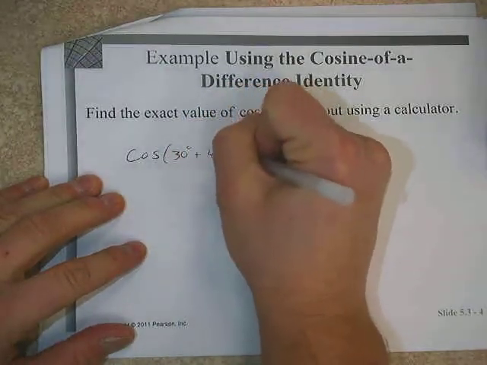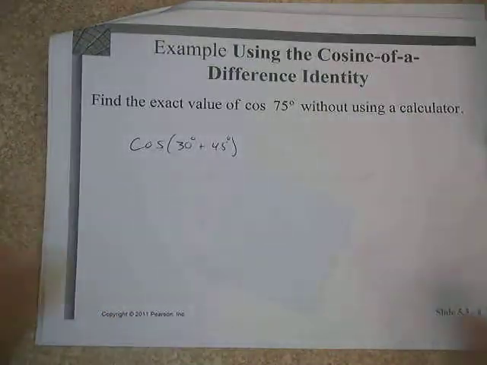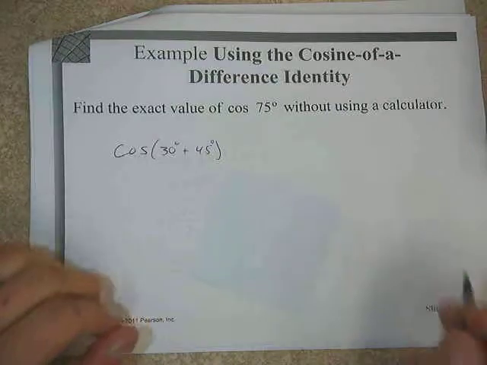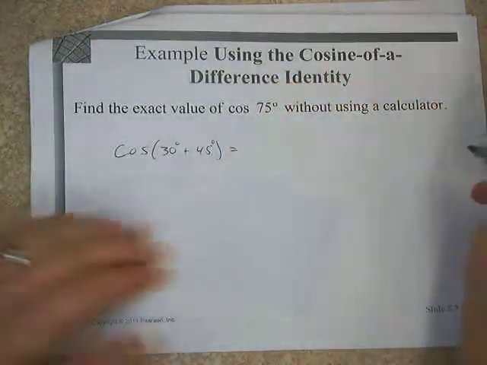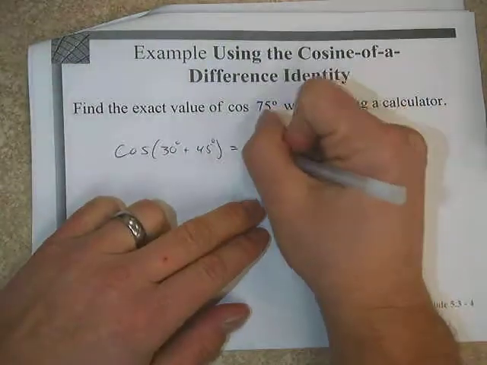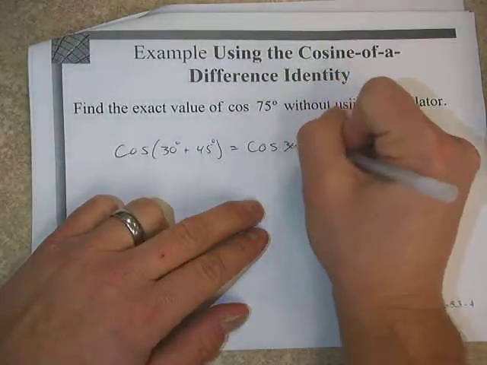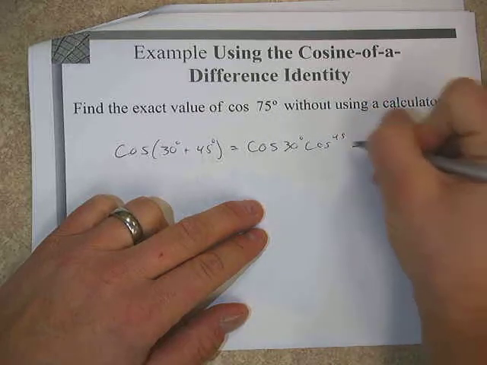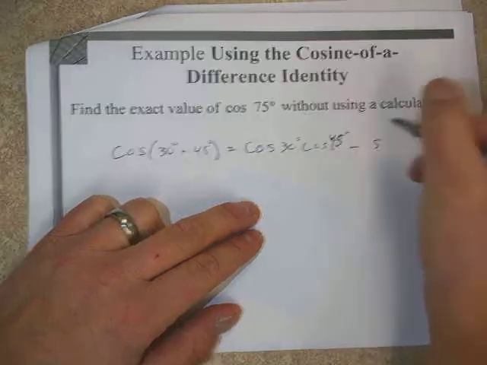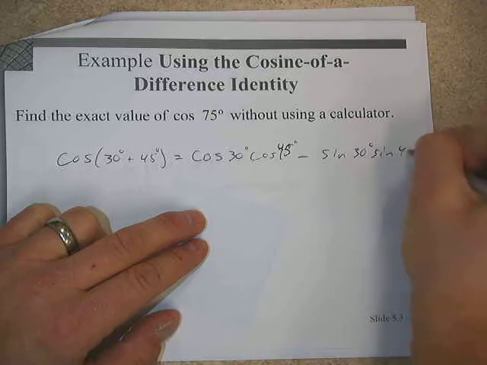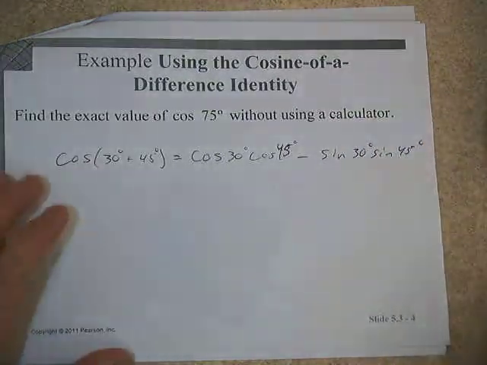Well, in this particular case, we can use 30 and 45 because we know that 30 and 45 make 75. When we use these two, because again, these are nice angles, we know exact values for them. So our work would look as such. We'd say cosine of 30 plus 45. We know that the formula is cosine of 30, cosine 45, and again the sign switch, minus sine of 30, sine of 45.